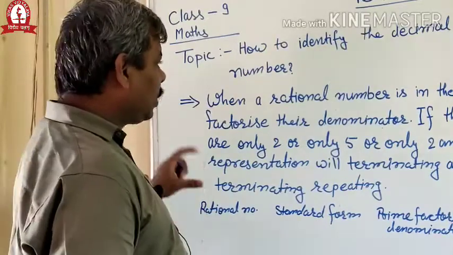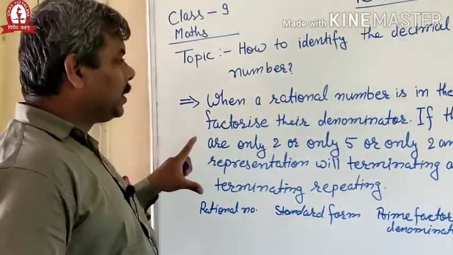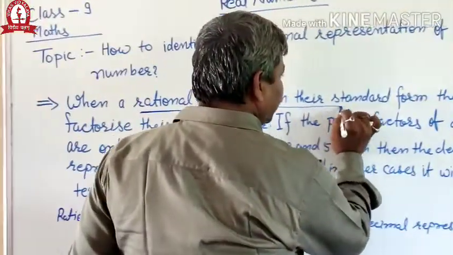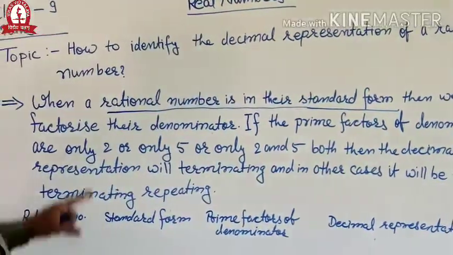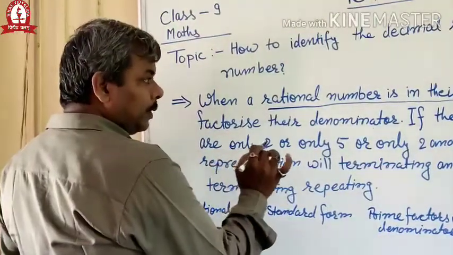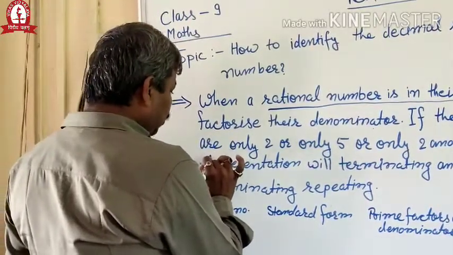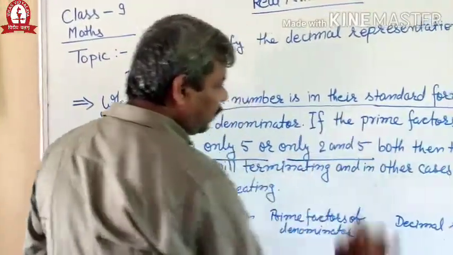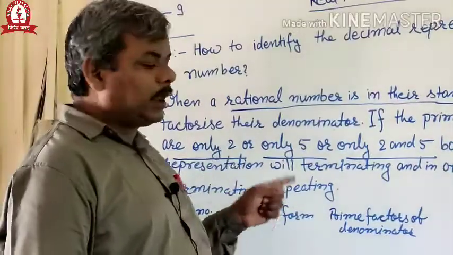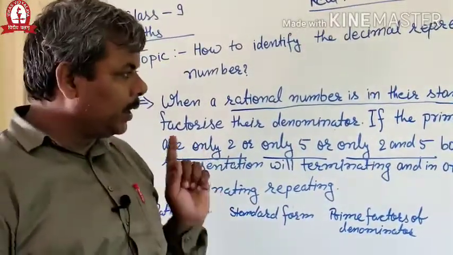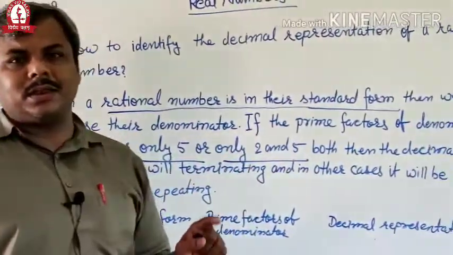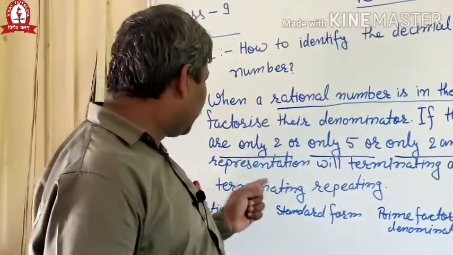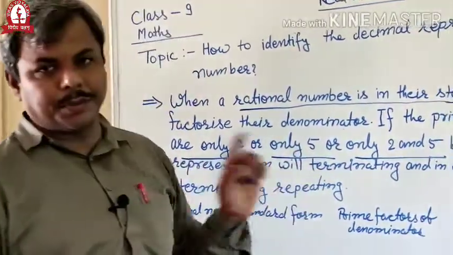What do we have to care about in the decimal representation of a rational number? The first thing: the rational number is in its standard form. The second thing: in the prime factorization of its denominator, the factors are only 2, or only 5, or only 2 and 5 both. Then its decimal representation will be terminating, and in other cases, it means factors other than 2 and 5, the decimal representation will be non-terminating repeating.